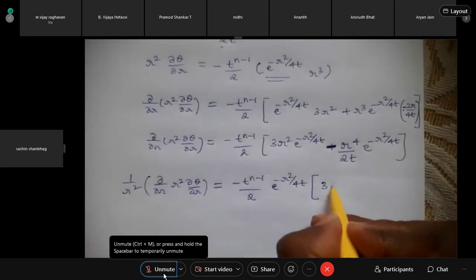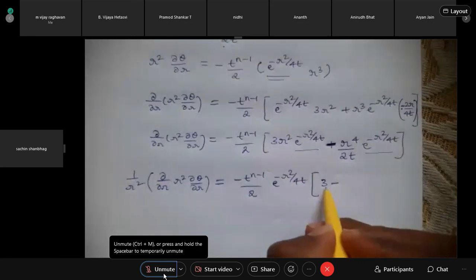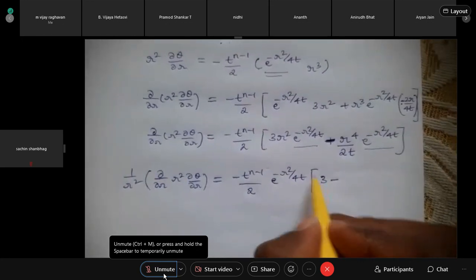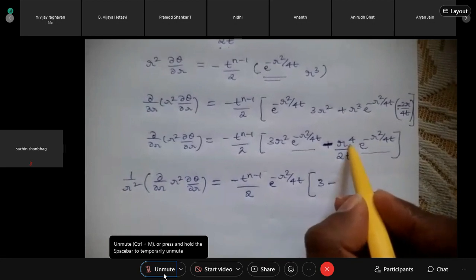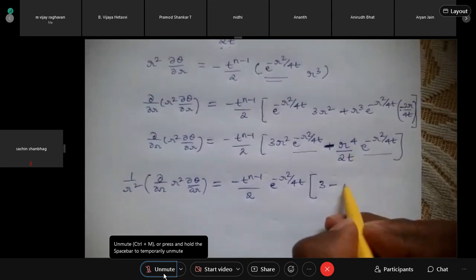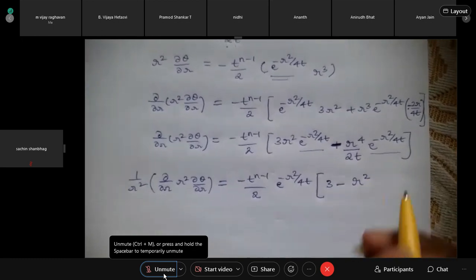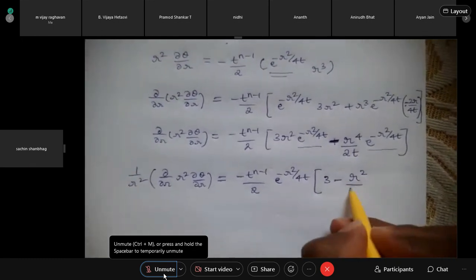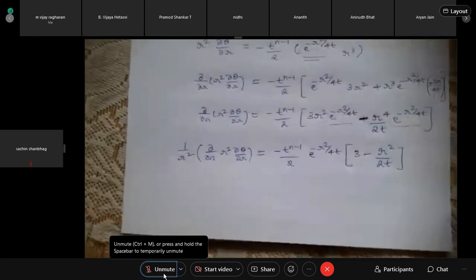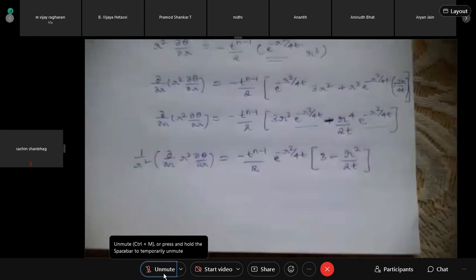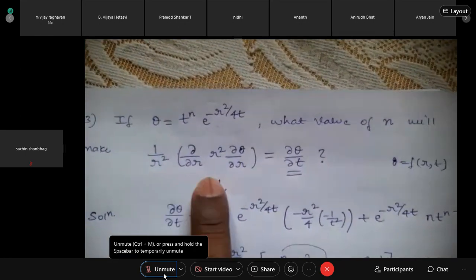You have removed e power minus r square by 4t. Therefore, it is just minus 3, only 3. Then now you have r power 4. When you divide this by r square, it becomes r square by 2t. I think I completed the left hand side part of this equation.